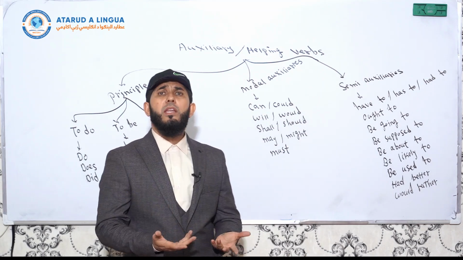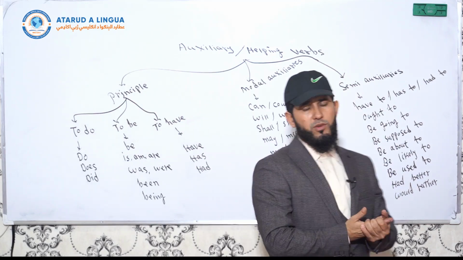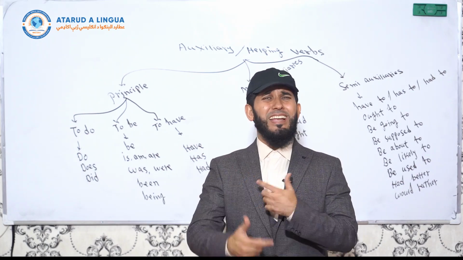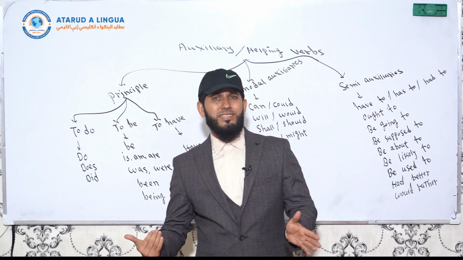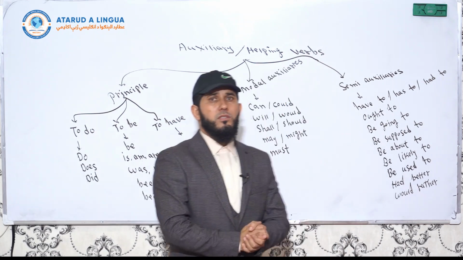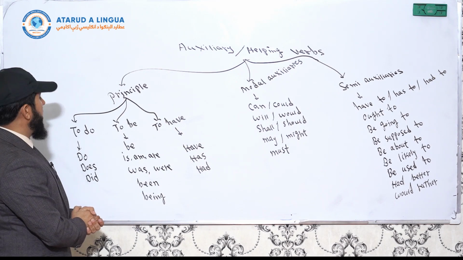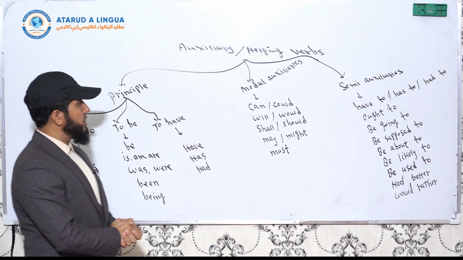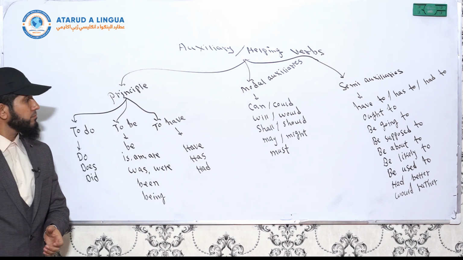Like the original meaning of do is to perform something, but as a helping verb, it doesn't mean to perform something. It's meaningless. I mean, it does not have any meaning in a sentence in which it is used as a helping verb. So we have three types of helping verbs in English language: principal auxiliary verbs, modal auxiliary verbs, and semi-auxiliary verbs.